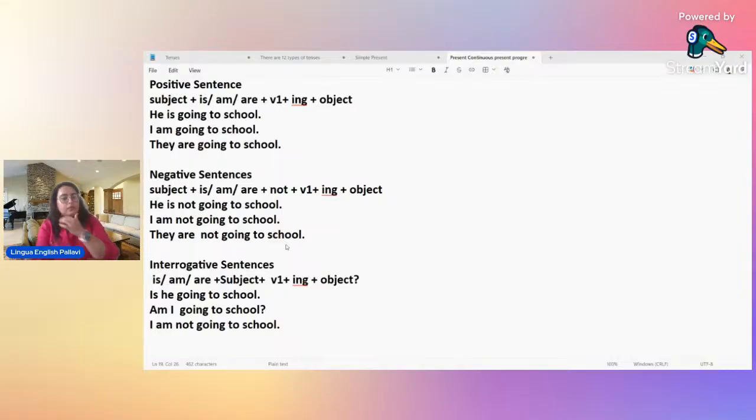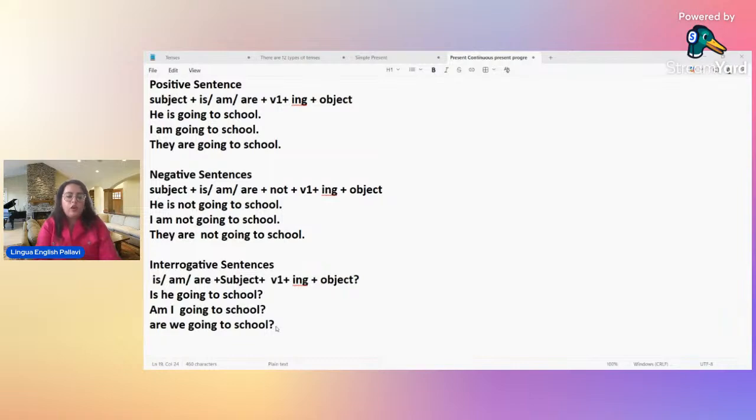Interrogative sentence, how is it? The helping verb will come in the beginning. So is, am, are plus subject plus v1 plus ing plus object. So the first example: Is he going to the school? There will be a question mark. Am I going to the school? There will be a question mark. And the next, I made it wrong. Are we going to school? And the question mark. So this is the right example. I believe now you understand how we do present continuous tense.